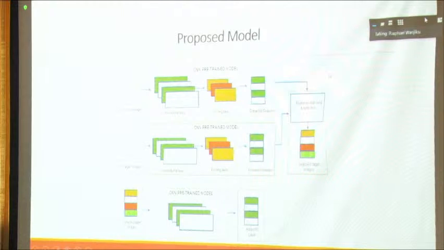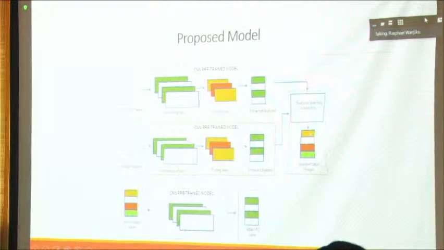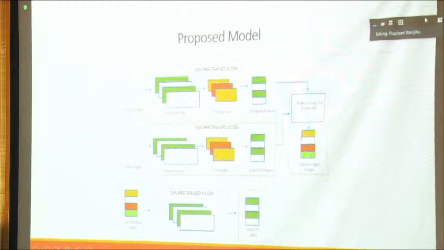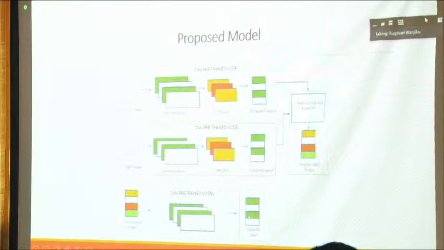So once you have the features of the source and the features of the target, you can now do feature match selection using Kullback-Leibler divergence and even other measures. Then you do your fine-tuning and, of course, your transfer learning.